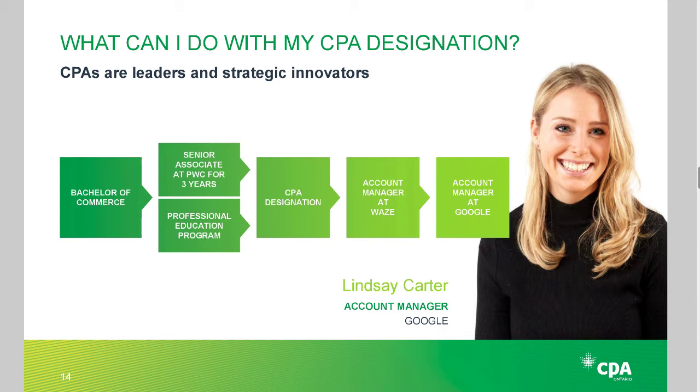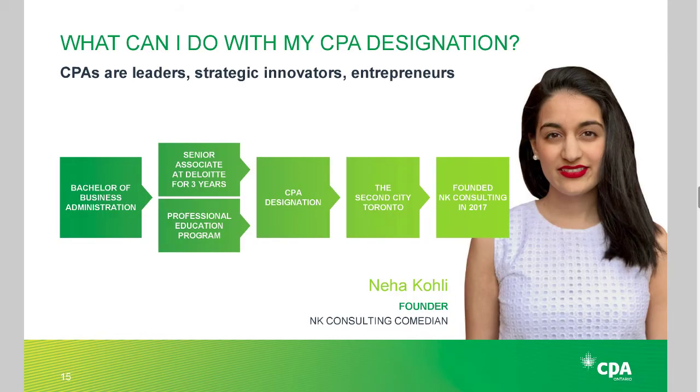But here we just want to showcase the fact that Lindsay got her undergrad in accounting, so she was ready to start the program in her early 20s, and before she was 26, she was already an account manager. And Neha's example, because Neha was actually one of our keynote speakers for a huge conference we held last year. And I love telling Neha's story because she got her CPA designation and she started at Deloitte for 3 years, and then she worked for a bank for 2 years, and then she decided to quit business altogether.